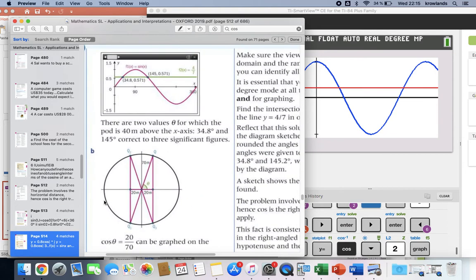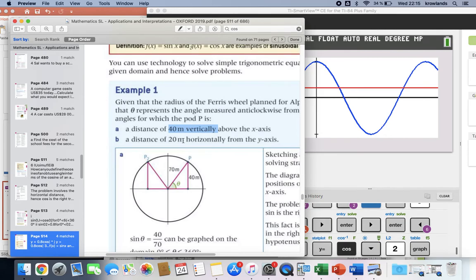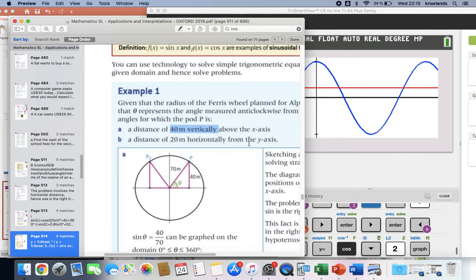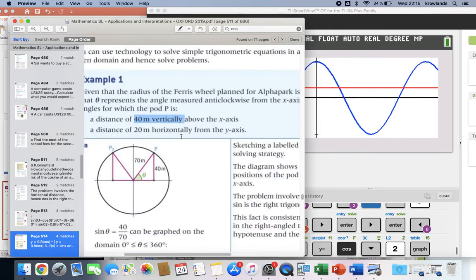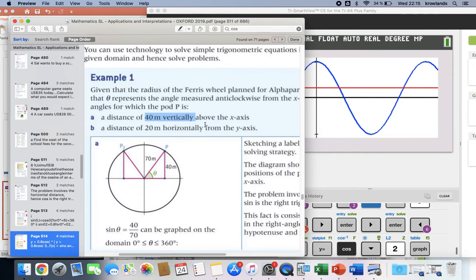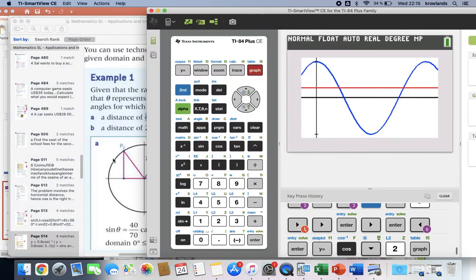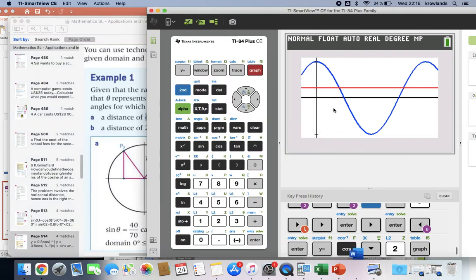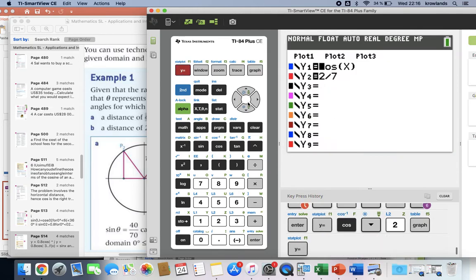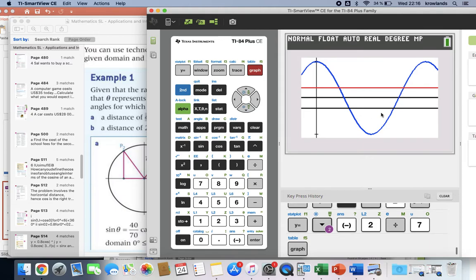Now, this question is a little bit different because it's asking us 20 metres horizontally from the y-axis. And rather than saying horizontally above and below the y-axis, it's saying from the y-axis. So we want to have it above the y-axis. This distance is 2/7, but we also want it below the y-axis, so a distance of 2/7. We're going to go on to the y equals, and we're going to plot a negative 2/7 this time. If we click graph, there we go. We have got 4 intersection points.